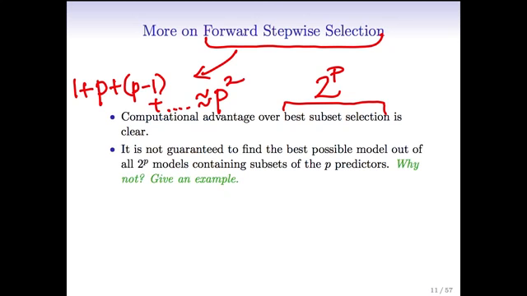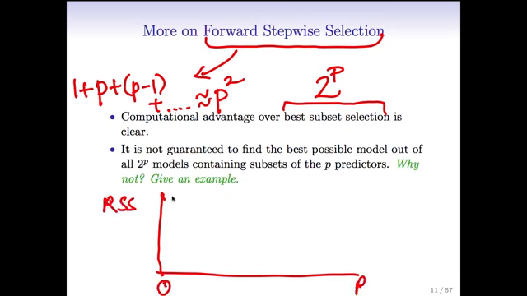And here's another picture to help see what's going on. If you think of the RSS picture as a function of model size, remember this is RSS. For best subset, remember, we said the curve keeps going down. It might flatten out. We saw that before. For forward stepwise, it's also going to have the same shape, but it's going to be above that curve usually.